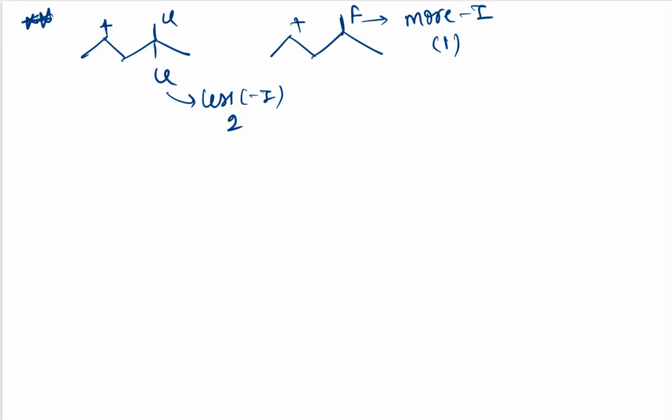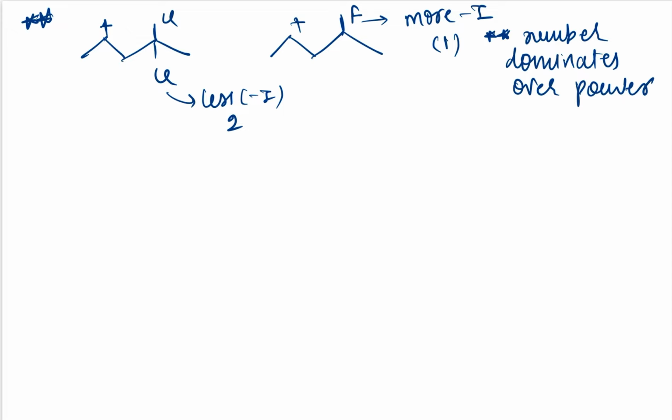So what we do, we give a statement that number dominates over power. So for more number, both should show the same behavior of group, both should be plus I or minus I. Here the number is more but the power is less, so its overall effect will be more. So it has more minus I, so it will be stable. Here number dominates over power, and it has more minus I effect.